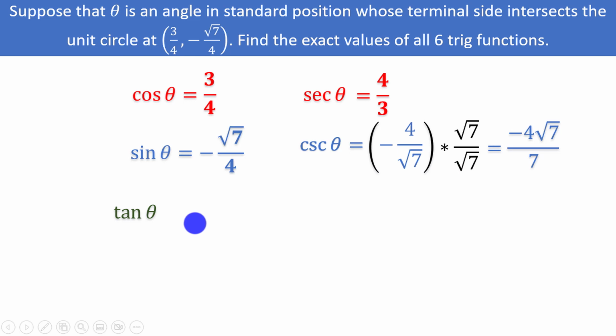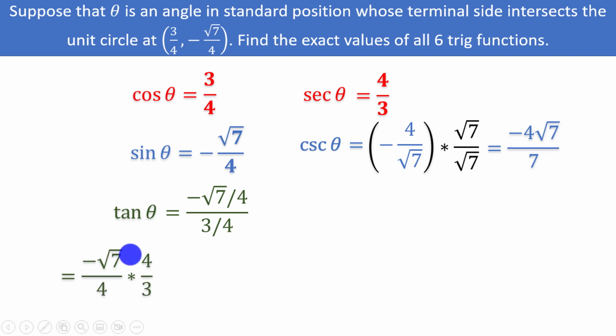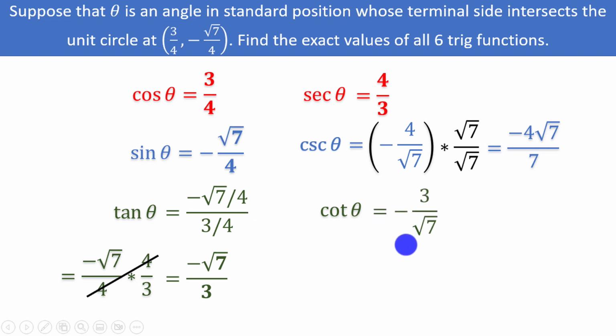Tangent is sine over cosine. So we have -√7/4 divided by 3/4. Just like last time, we can reciprocate and multiply by the denominator, so that we have -√7/4 times 4/3. The 4's will cancel, and we will be left with -√7/3. Cotangent is the reciprocal of tangent. So we have -3 over the square root of 7. Again, we will have to rationalize the denominator, so we will multiply by the square root of 7 over itself. Simplifying, we will have -3 square root 7 divided by 7.